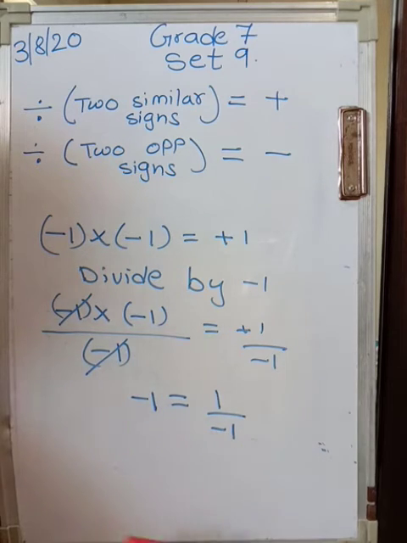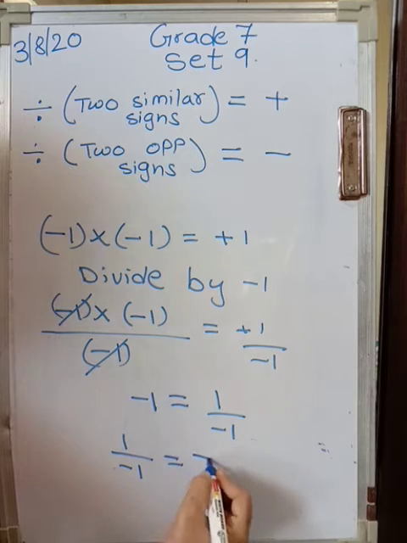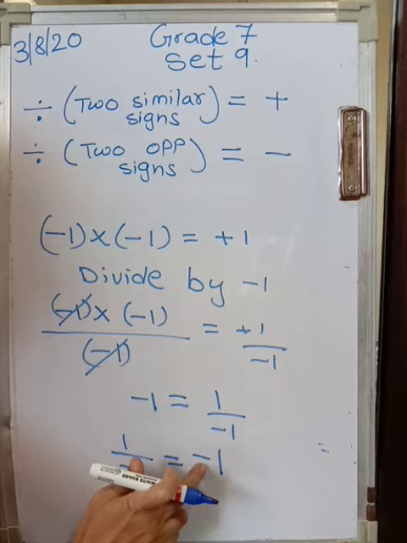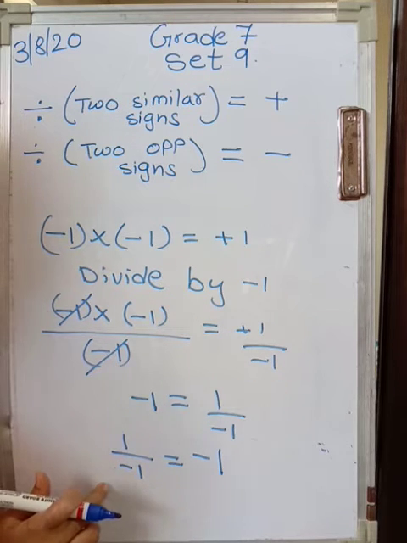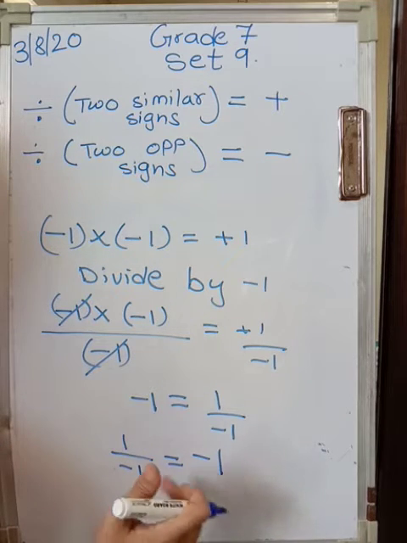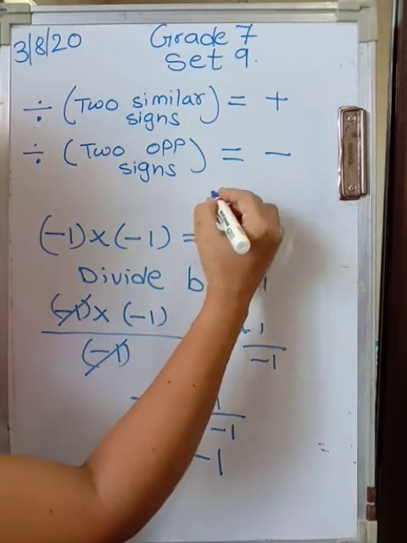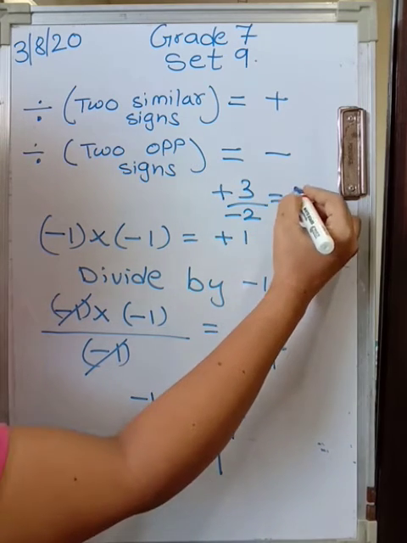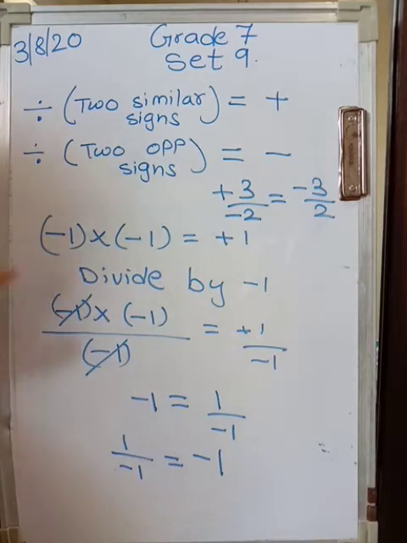Now I am shifting the right hand side and the left hand side. 1 upon minus 1 is nothing but minus 1. So that negative sign, we are now getting it in the numerator. So always remember this: whenever you have a negative sign in the denominator and positive in the numerator, at the end it gets transferred to the numerator. So this is the proof why, when it is plus 3 upon minus 2, we write it as minus 3 upon 2.